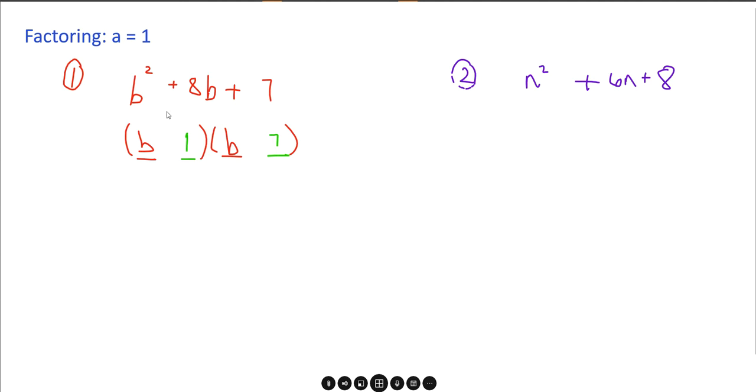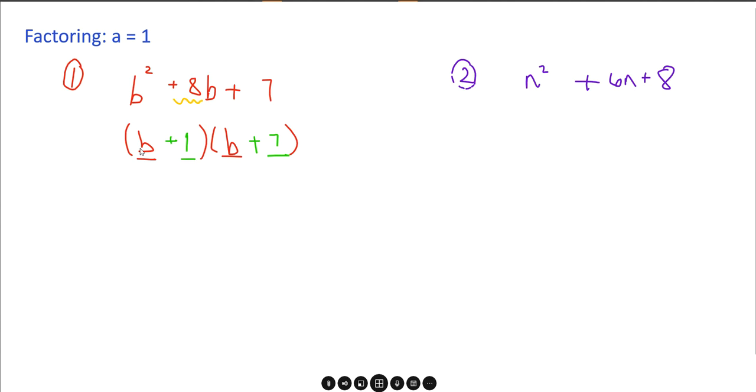So the issue here is that we need to get a positive 7 when we multiply 1 times 7. So I can get that with a positive 1 times a positive 7. Or I technically could do a negative 1 times a negative 7, and that would give me a positive 7 in return. But these 2 numbers, when I add them together, have to give me b. Okay, the b term right here. So if I add a positive 1 and a positive 7 together, I get a positive 8.